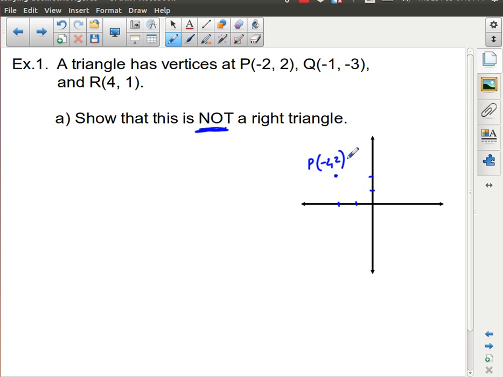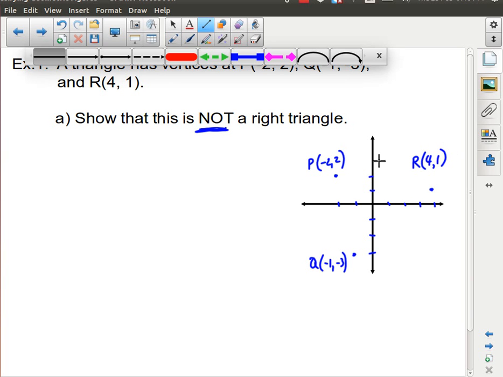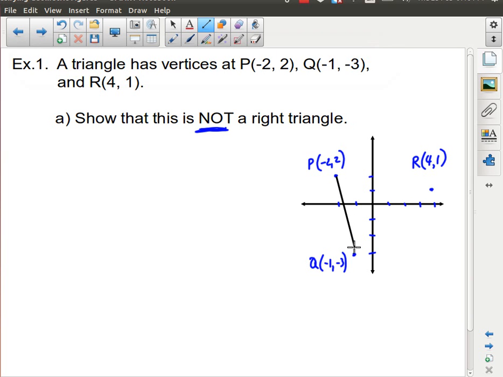Q is at -1, -3: -1, -2, -3. So there's the point Q, (-1, -3). And the point R is at (4, 1): 1, 2, 3, 4, and +1. There's the point R, (4, 1). Since I've got technology here, I'm going to join my points at least using straight lines. This is my version of using at least a ruler.